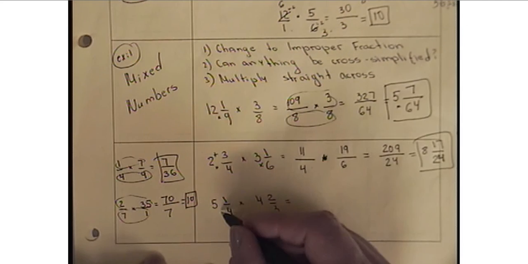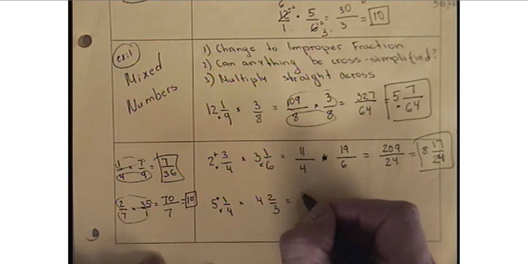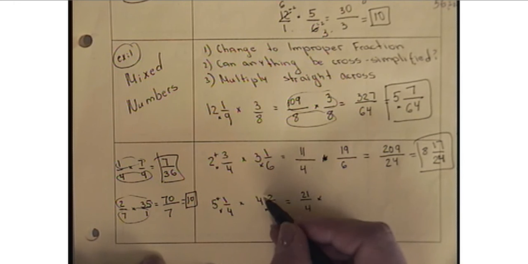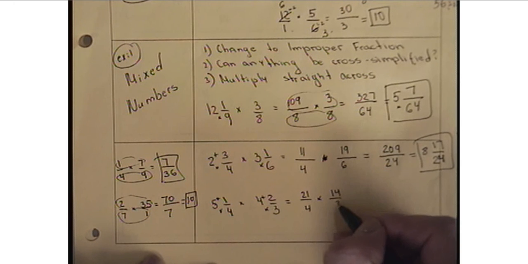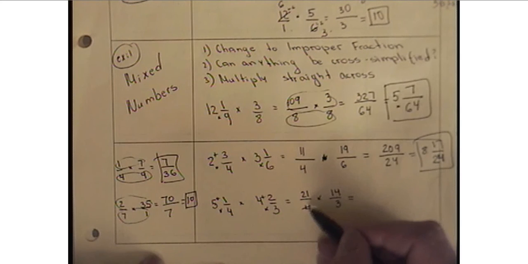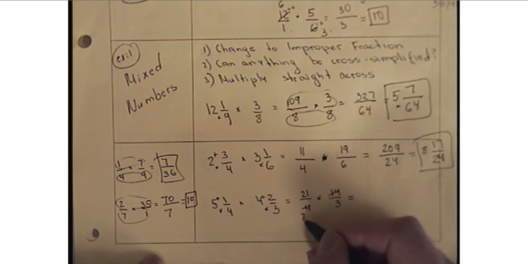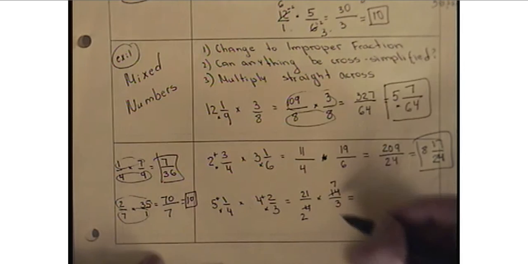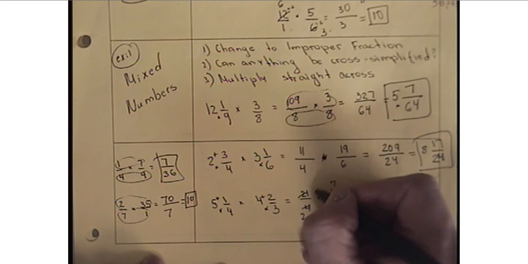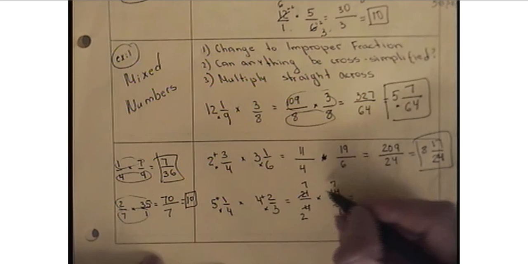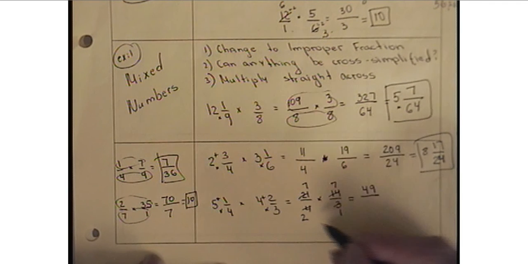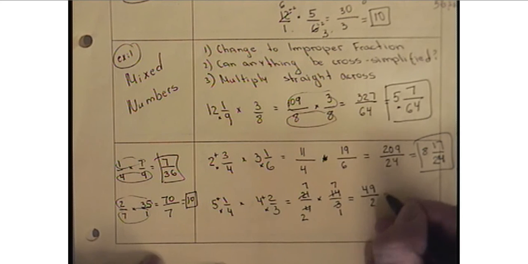So 5 times 4, 20 plus 1, we get 21 over 4, and 4 times 3, 12 plus 2, we get 14 over 3. Okay, so let's go ahead and see if we can simplify something. Those are divisible by 2, so we get 2 here and 7 on the top. This could be simplified by 3. We get 1 here. 21 divided by 3 is 7. So on the top we multiply 7 times 7, which is 49. And the bottom will be 2 times 1 is 2.